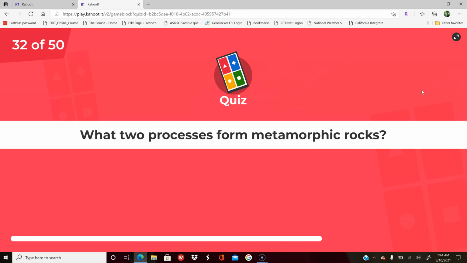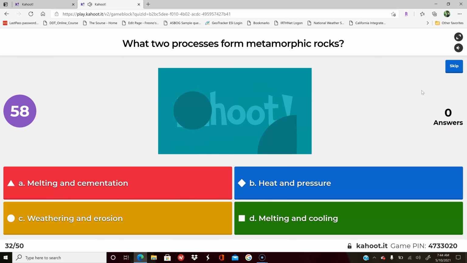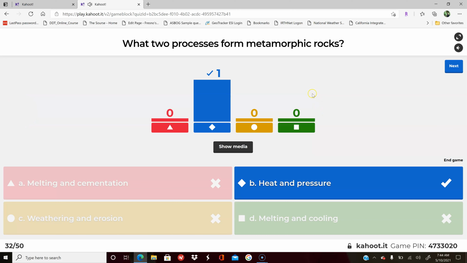What two processes form metamorphic rocks? Melting and cementation, weathering and erosion, heat and pressure, or melting and cooling? That would be heat and pressure. So heat and pressure applied to any rock will form a metamorphic rock.